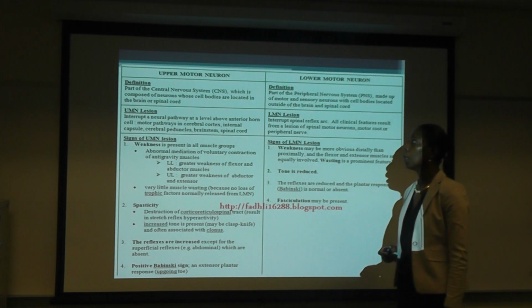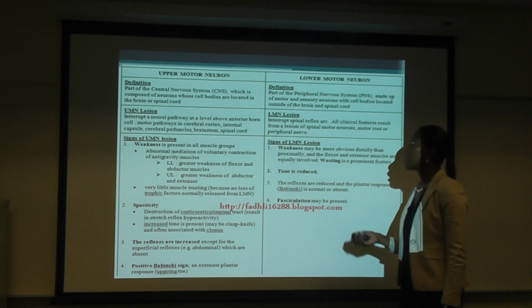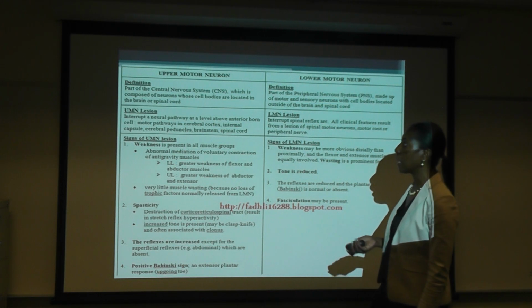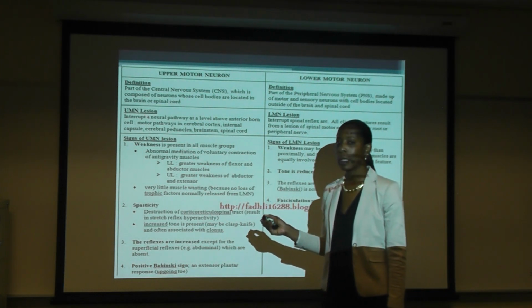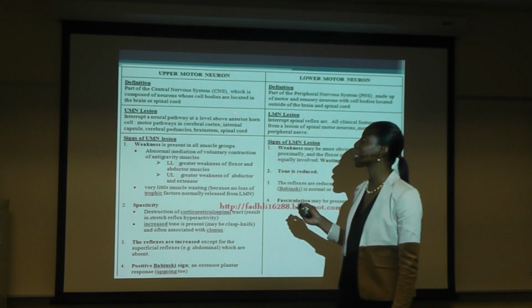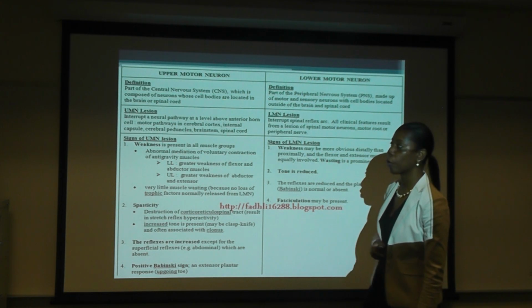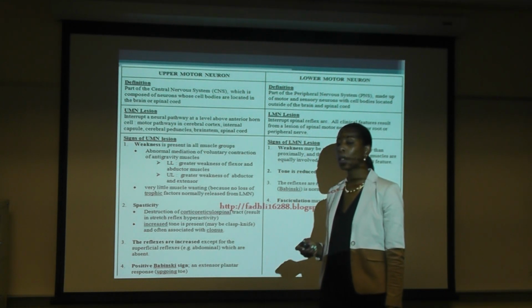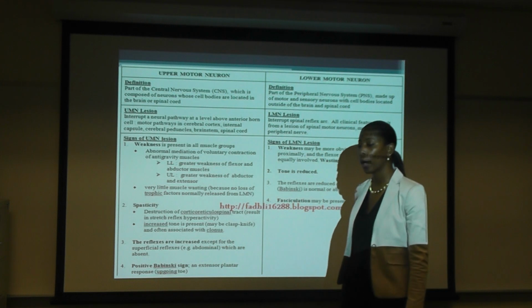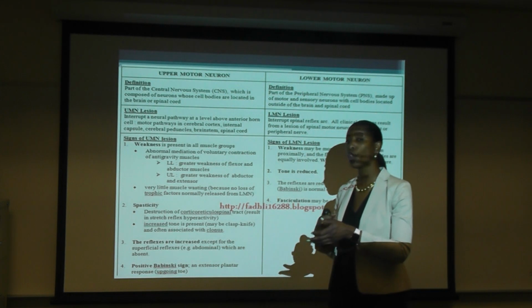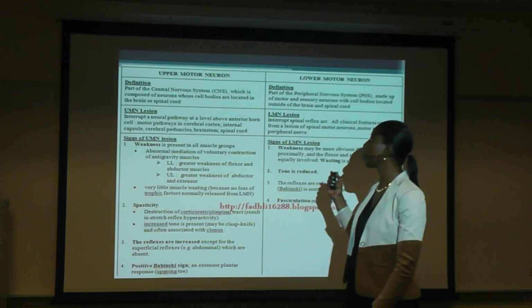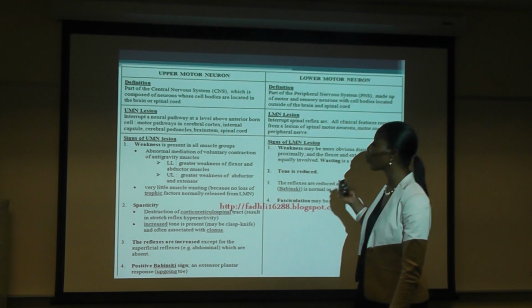Okay. Upper motor neuron disease versus lower motor neuron disease. Anything in the upper motor neuron disease is the central nervous system. Lower motor neuron disease is the peripheral nervous system. So if someone has a herniated disc in the lower part and it's compressing a nerve root, that's a peripheral nervous system or lower motor neuron disease.